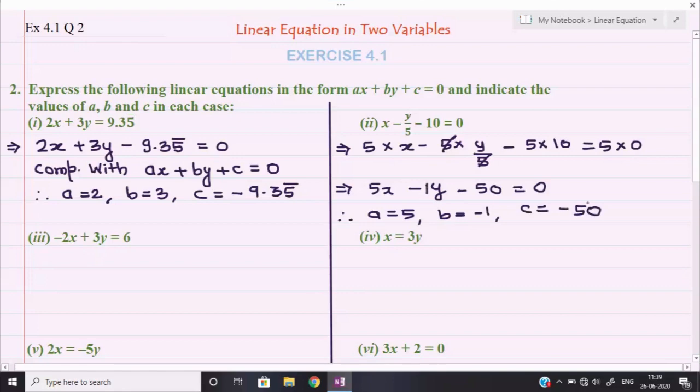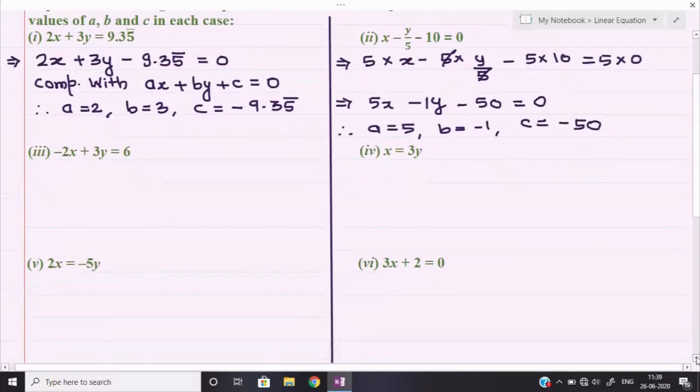Let us see similarly part number 3. In part number 3, we have been given minus 2x plus 3y, and 6 is lying on the right hand side. So first of all, we can bring 6 onto this side. So minus 2x plus 3y and then minus 6 will be equal to 0.